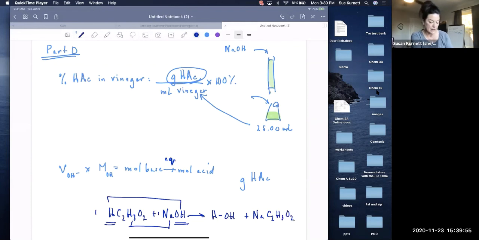Okay, so our balanced equation tells us 1 mole of base reacts with 1 mole of acid. Can we get from moles of acid to grams of acid? Yes, because we can calculate the molar mass for acetic acid. Questions?